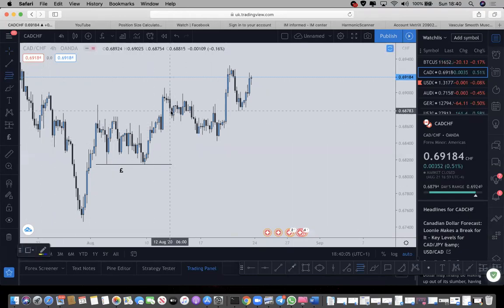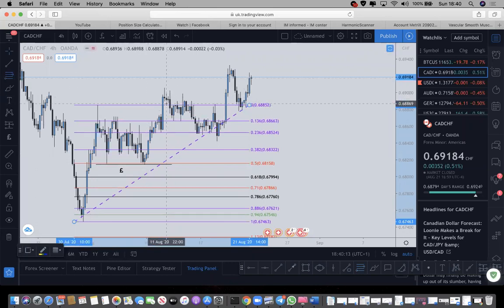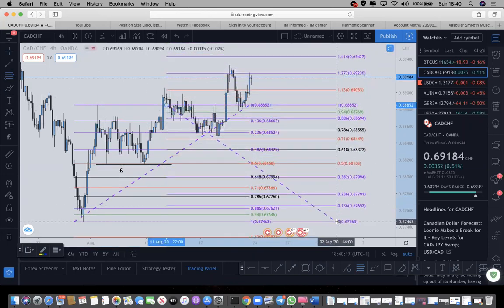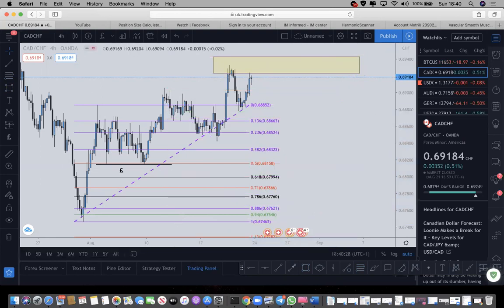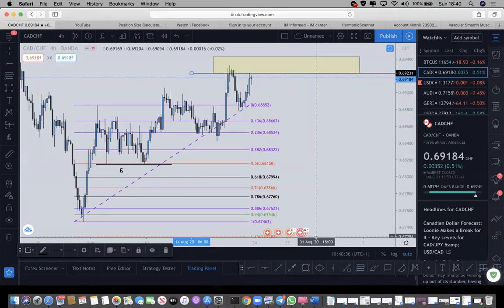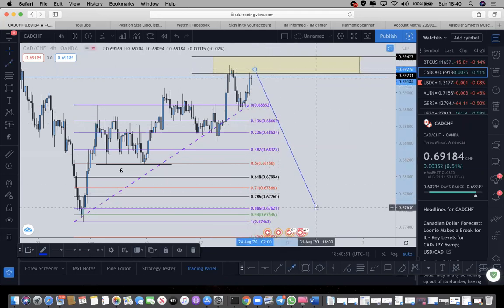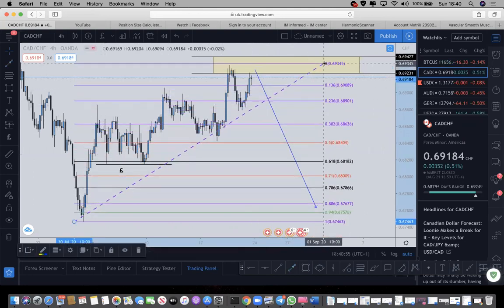If I look at this harmonically, we have some sort of cipher pattern right here. So I want to see price stay inside this box, in between this area, 0.69231 and 0.69427. I want to see price stay inside that area and start giving us bearish price action to complete the cipher pattern.